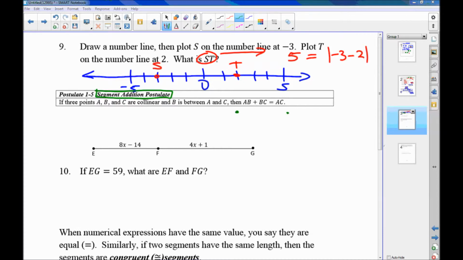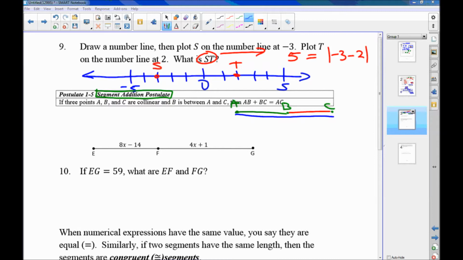So here's 3 collinear points, A, B, and C, and B is in between them. And this short part here in green plus this other short part in red is equal to the distance of the long one. It just makes sense. The 2 short ones add up to the long one. Okay. And we're going to use this to help us solve some things.